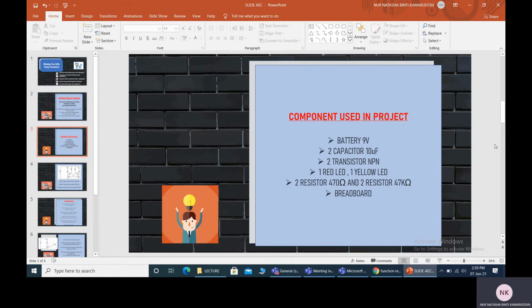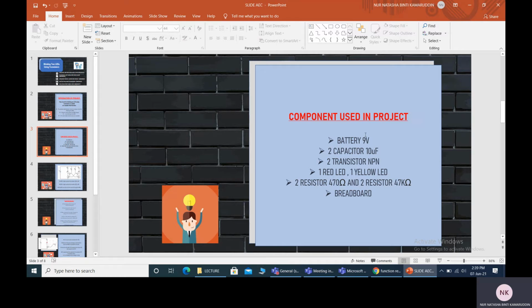A capacitor is a passive component with the function to store energy in an electric field. A transistor is a semiconductor device. A transistor is an active component that is usually used for amplifying, controlling, and generating electrical signals. Then, a resistor is a passive component with the function to control the electric current flow through the circuit. The greater the resistance, the less will be the current flow.